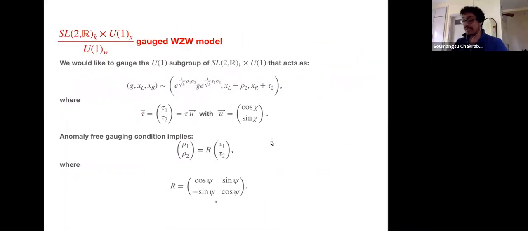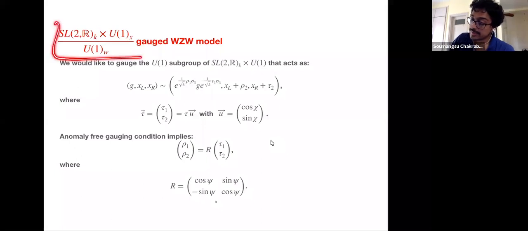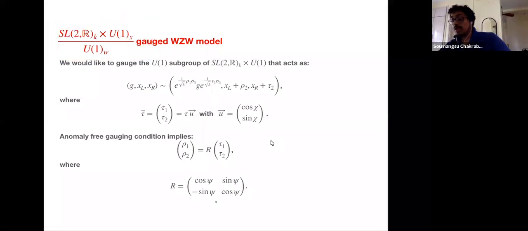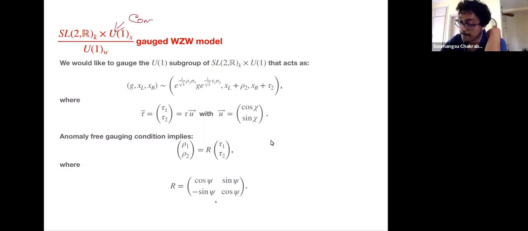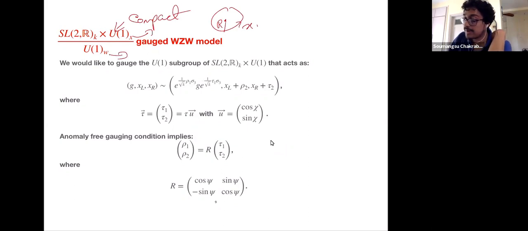Now, let's go to the coset, the hero of this story. I take SL(2,R) at level k, divided by U(1). This is a compact U(1), and x is what parameterizes it, this x direction of radius, let's say, r. And this w is what parameterizes the U(1) that I want to get, and this is non-compact.